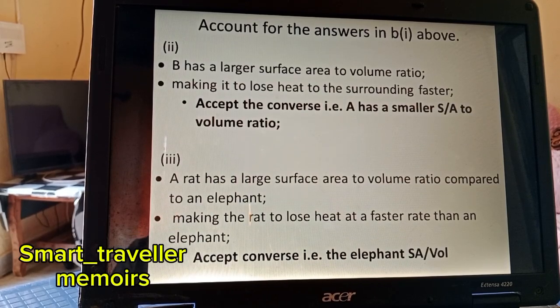Account for answers in B1 above. B has a larger surface area to volume ratio, making it lose heat to the surrounding faster. Accept the converse: A has a smaller surface area to volume ratio. Roman 2: A rat has a large surface area to volume ratio compared to an elephant, making the rat lose heat at a faster rate than the elephant. Accept converse, that the elephant has a smaller surface area to volume ratio.